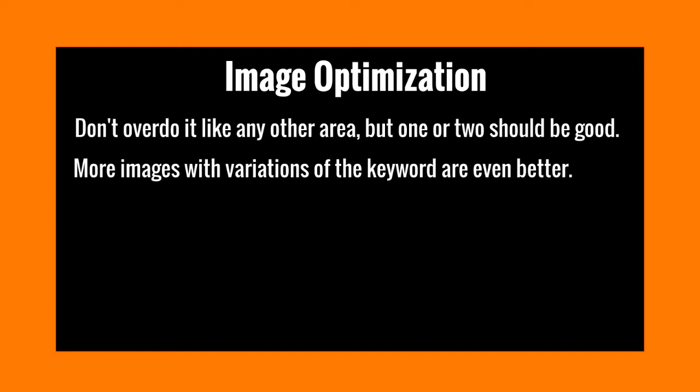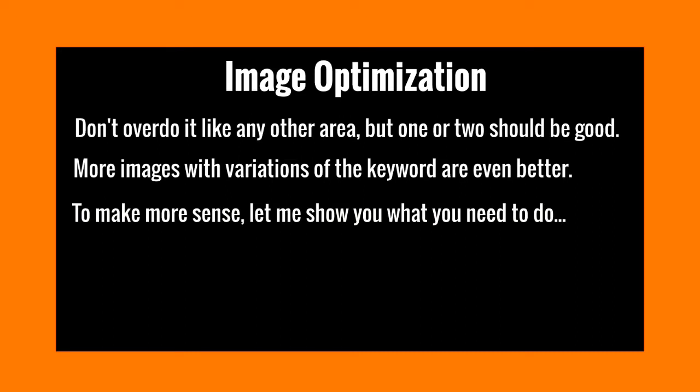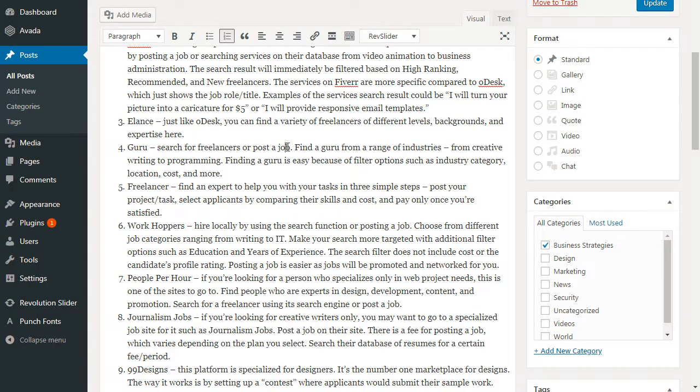So if we are focusing specifically on red shoes as the post, maybe a specific brand name of shoes, you might want to put the brand name. You might want to put the brand name plus red shoes. You might want to put shoes red, or red, something that's a synonym of shoes. So to make more sense, let me show you what you need to do, and I'll give you some more tips along the way. Okay, so adding images and making them search engine friendly is actually very easy to do.